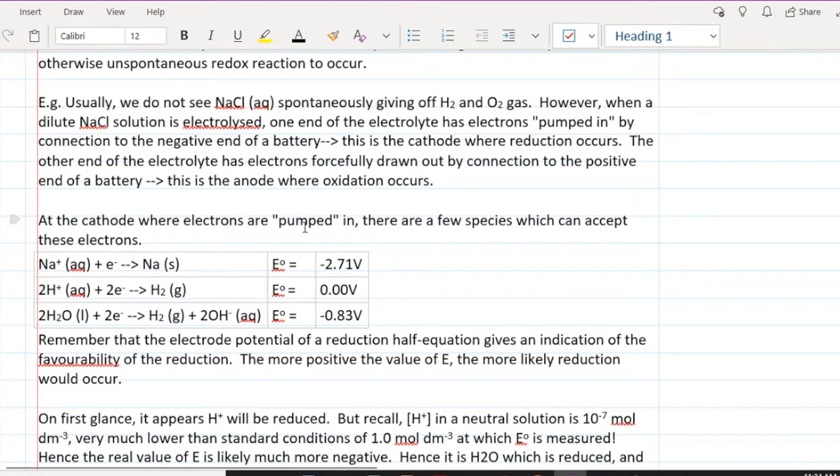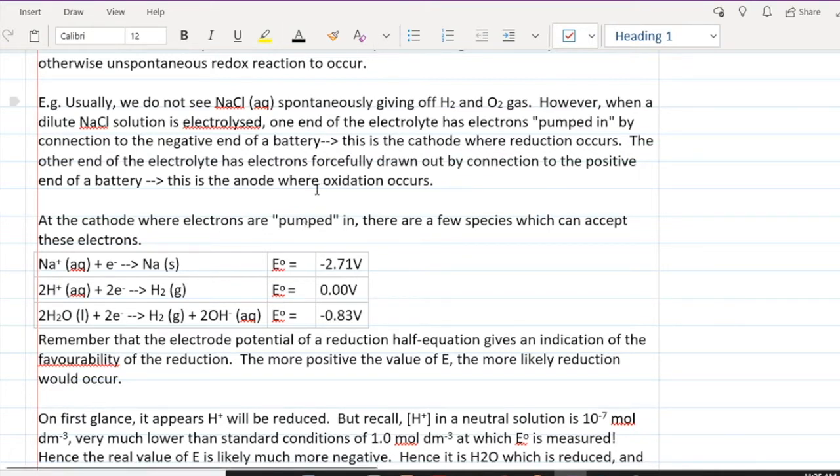There are a few species which can accept these electrons, or in other words, since reduction is gain of electrons, we can say that there are a few species which can be reduced: Na+ present from the sodium chloride, H+, and H2O. From this, it appears that H+ is most likely reduced. Why? Because we learned that for a reduction process, the more positive the electrode potential is for the reduction process, the more favorable the reduction process is.